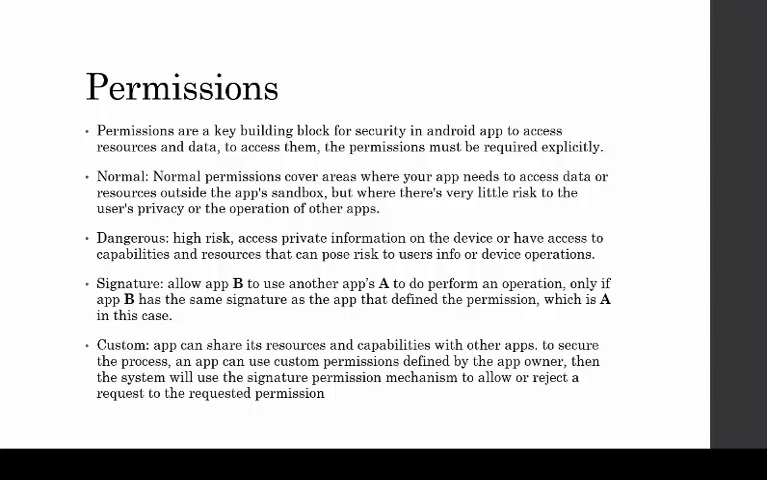Custom permissions: the app can share its resources and capabilities with other apps. To secure the process, an app can use custom permissions defined by the app owner. Then the system will use the signature permission mechanism to allow or reject a request for the requested permission.